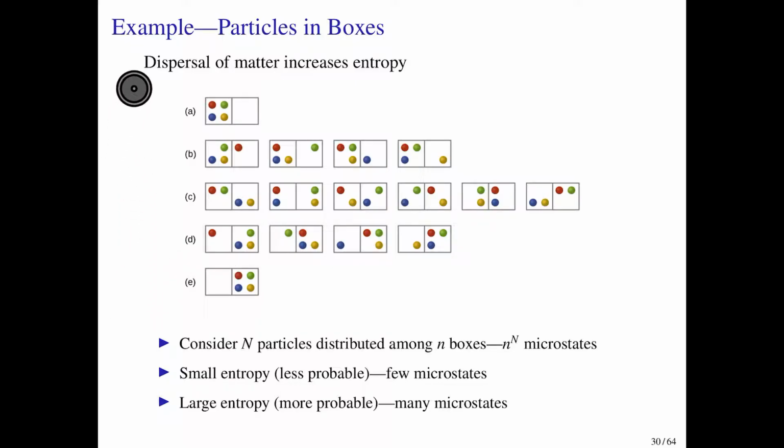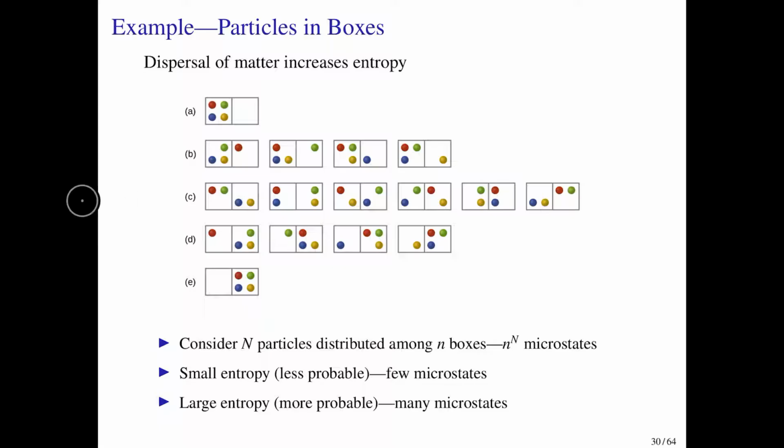So of these different macrostates, these different distributions, the one with the largest number of microstates is macrostate C, where we have the greatest dispersion of matter. So this macrostate has the largest number of microstates. It's going to have the largest entropy. It's going to be the most probable state. And indeed, that's what we see in nature.